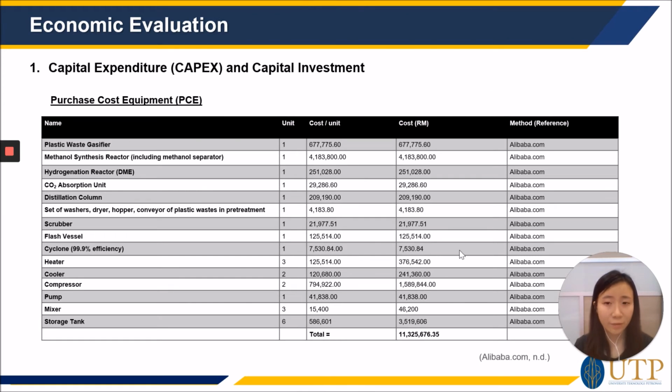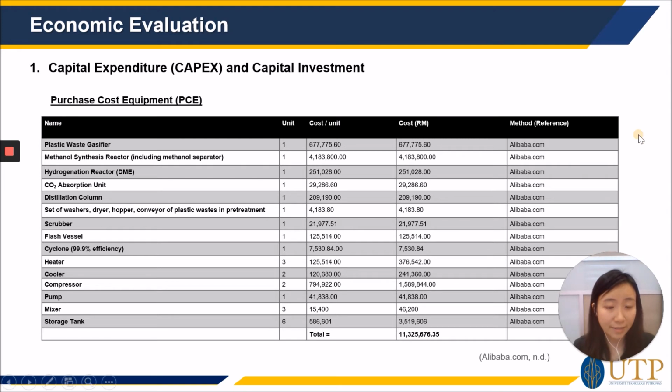I'm Yuan, and I will briefly discuss the economic evaluations of our project. So the first part under the economic evaluations is the capital expenditure, capex, and capital investment. We first calculated the purchase cost of equipment (PCE) by estimating the price of all the equipment from Alibaba.com, and we sum up the prices to get the total PCE here.